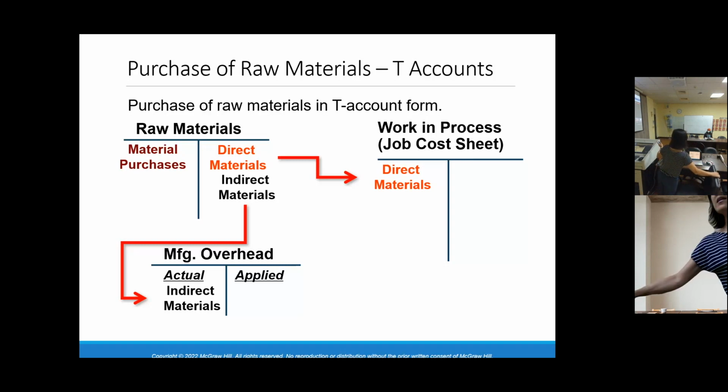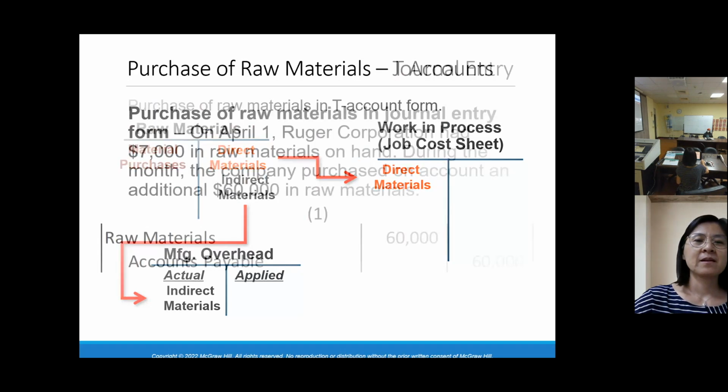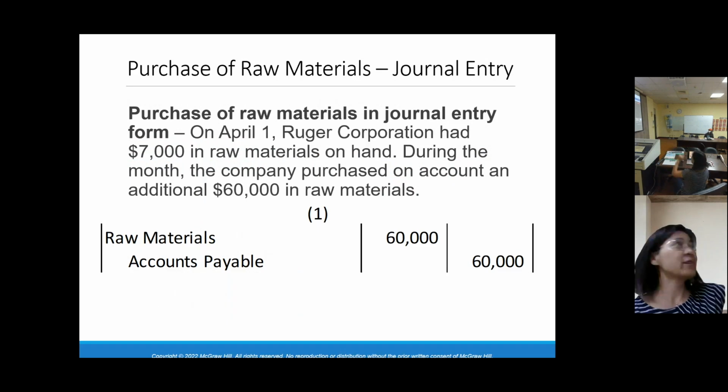Okay, this one, okay? You put your indirect material because during the production you have to use some indirect materials. So your indirect materials will be reduced, but where will it be increased? Your manufacturing overhead, because you accumulate all the indirect cost to manufacturing overhead. Right? Okay. So this is called cost flow. Here, this is called the journal entry.